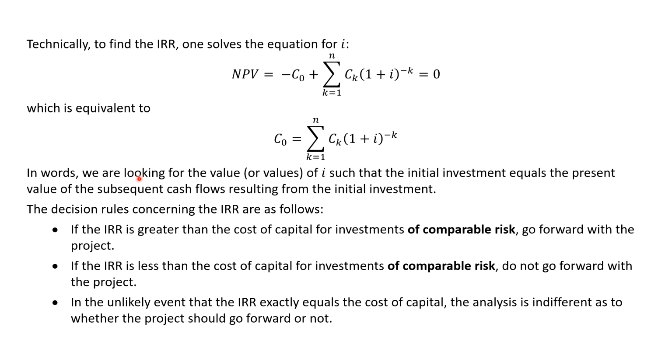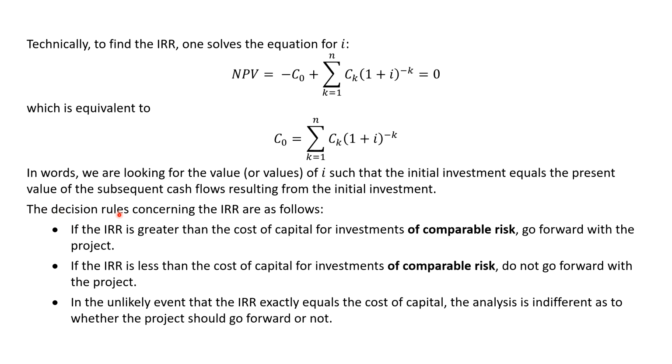So in other words, we are looking for the value, and it turns out there could be more than one, and we'll get to that complication. But we're looking for the value or values of I such that the initial investment equals the present value of the subsequent cash flows. In other words, this side here, resulting from the initial investment, C sub 0.